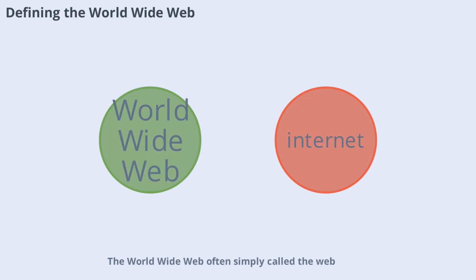World Wide Web, often simply called the web, is a system of interlinked hypertext documents accessed via the internet. Unlike the internet, which is the underlying network of computers, the web is a service that uses this network to share information. When you open a browser and visit a website, you're using the web. It's the platform that allows us to view web pages, click on links, and interact with content from around the globe. This distinction is crucial for understanding how digital communication evolved.